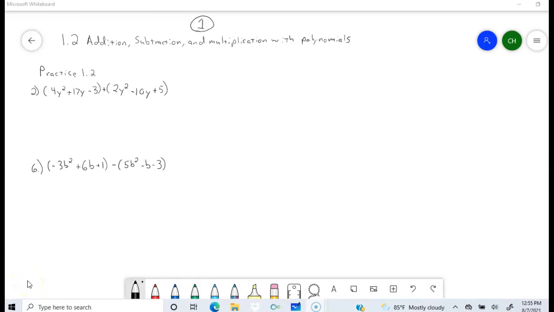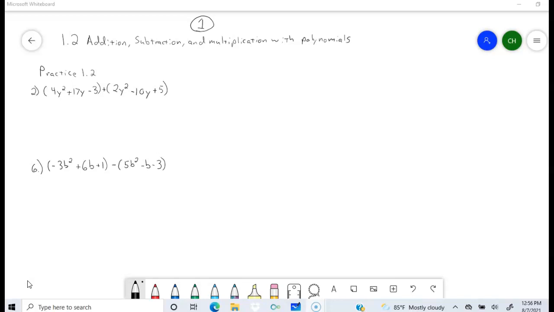Welcome to Algebra 2, Section 1.2, Addition, Subtraction, and Multiplication with Polynomials. This section starts getting pretty exciting as far as it looks really good on paper when you get done, but it's not super complicated to do the work. You definitely have to pull up or draw on all those properties and things that we've learned to do these.